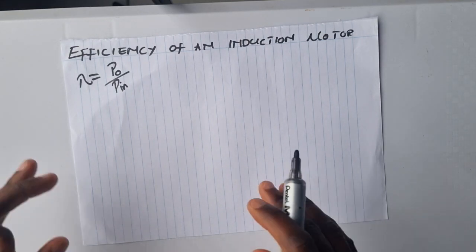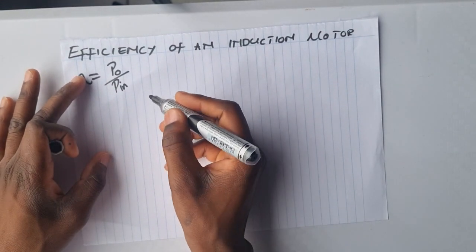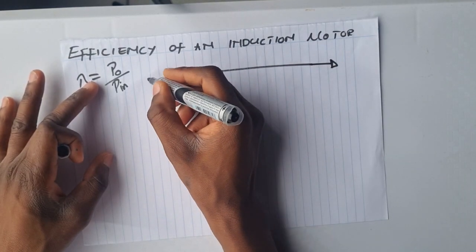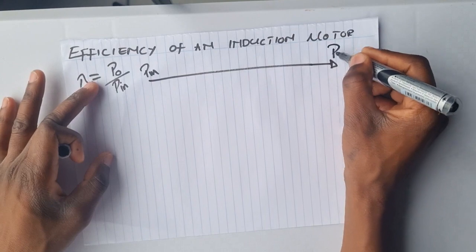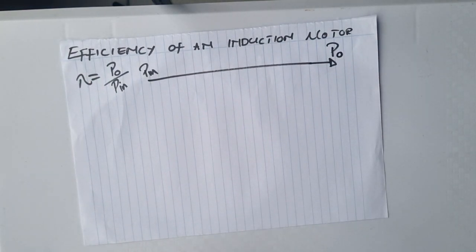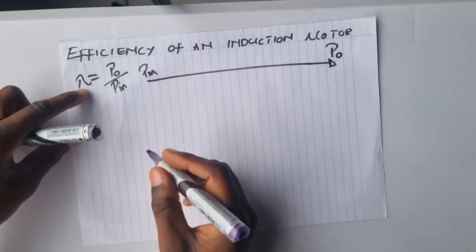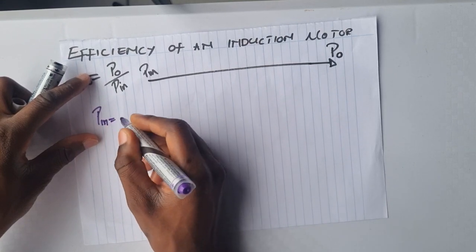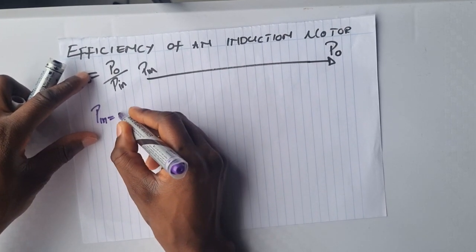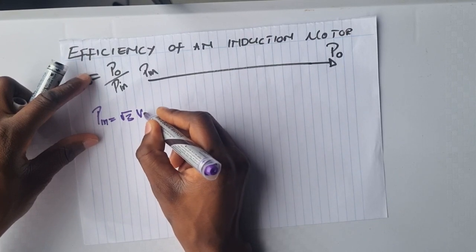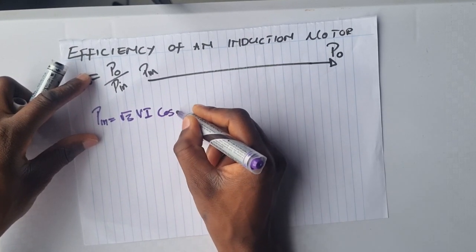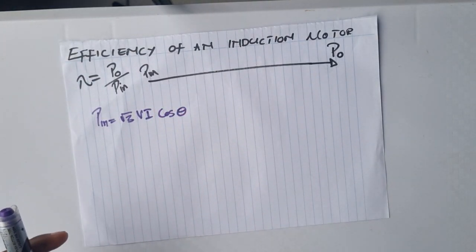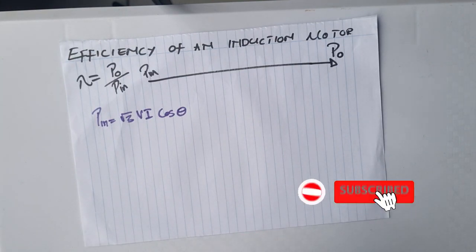So to do that, we have to consider the power flow diagram. The power flow diagram helps us understand what's happening between the input P in and the output P out. So now we're going to start from the beginning. The input power into an induction motor, P in, is calculated using the formula root 3 V I cos theta. This input power is the one that is going to be supplied into the stator of the motor.